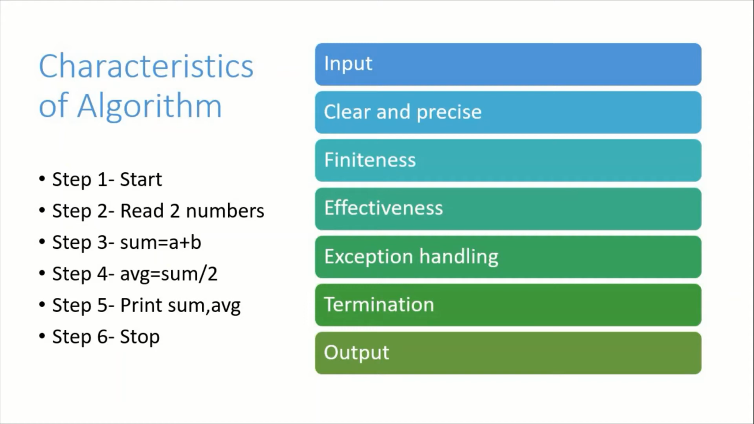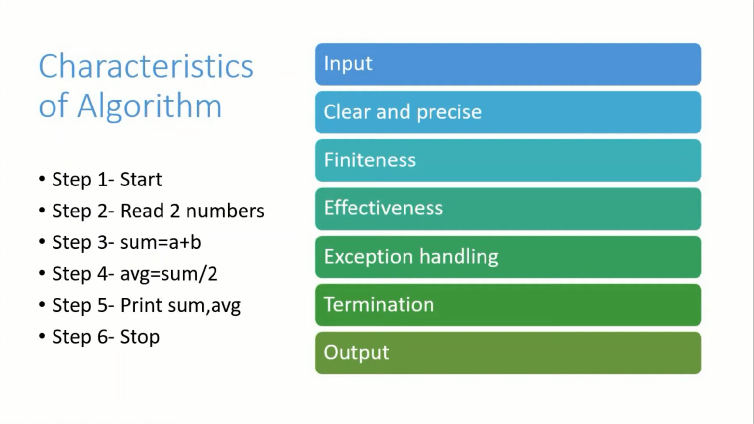So here, when values are entered, the algorithm should also have steps which will check whether these entered values are valid or not. The next characteristic of algorithm is termination. As we discussed in previous points, the algorithm should have a finite number of steps. That means the algorithm should terminate at some point. There should be some point specified where the procedure ends or terminates.